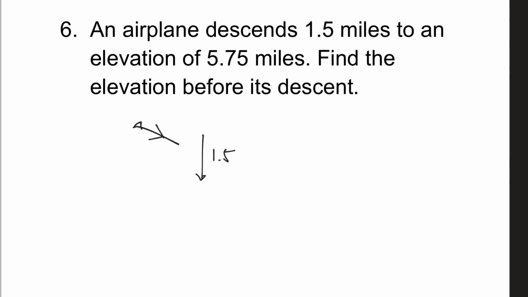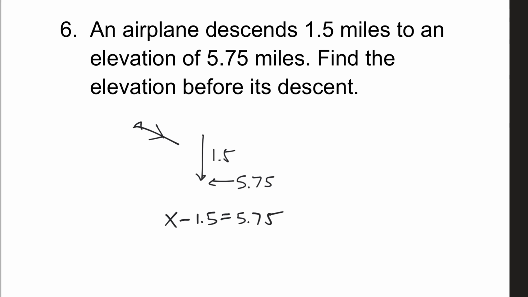1.5 to an elevation. So it reached this elevation of 5.75 miles. Find that before the descent. So some value, that elevation going down 1.5 miles gets you to 5.75 miles.